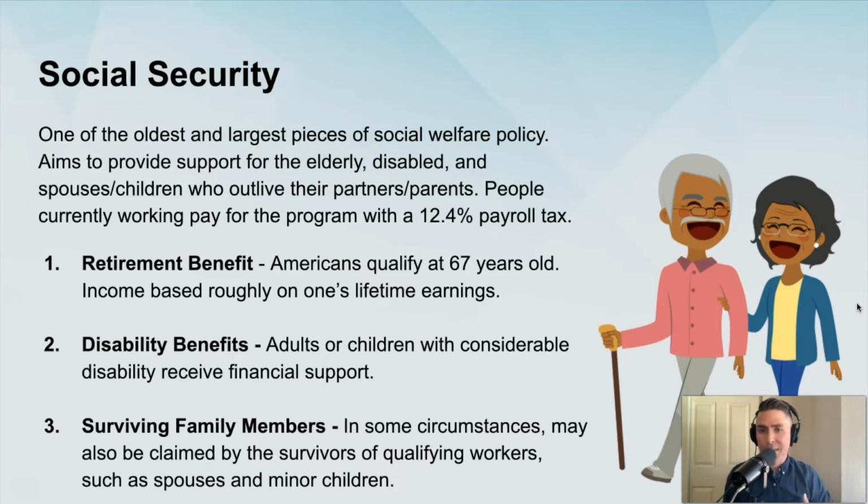There's a couple other things that it does too. One of those things is going to be disability benefits. If you, as an adult or a child, have a considerable disability that really impacts your quality of life and your ability to work, you are going to be potentially eligible for some type of payment as well. If you're disabled, it can be very difficult to go out and work. And so this is a way for people who get injured, who are disabled, to still be able to have a living wage.